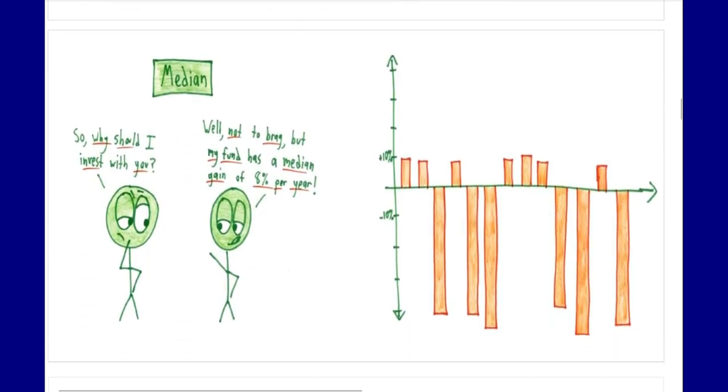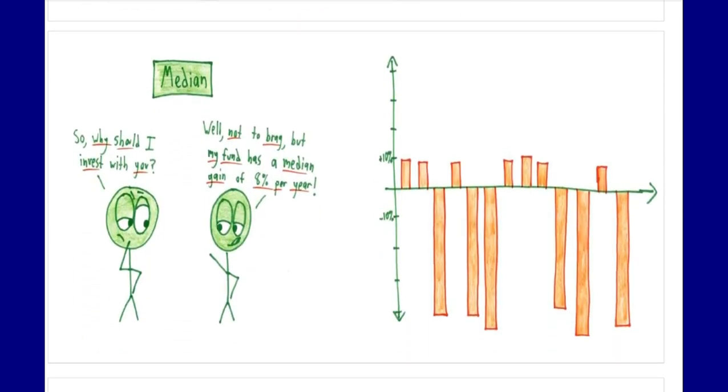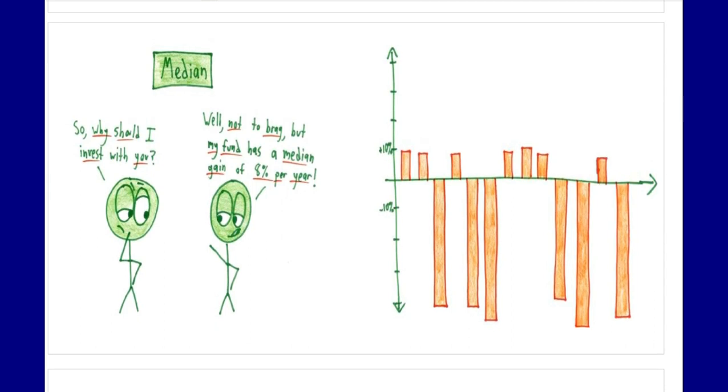So again, with the median: why should I invest with you? Well, not to brag, but my fund has a median gain of 8% per year. 8% doesn't sound too bad, right? It's increasing, which is good. But when we look at the actual values, we can see that the median might not represent what's actually happening. Yes, the middle number might be positive, but we can see that the negatives greatly outweigh whatever increase you have. So the median can also be a bit misleading as well.